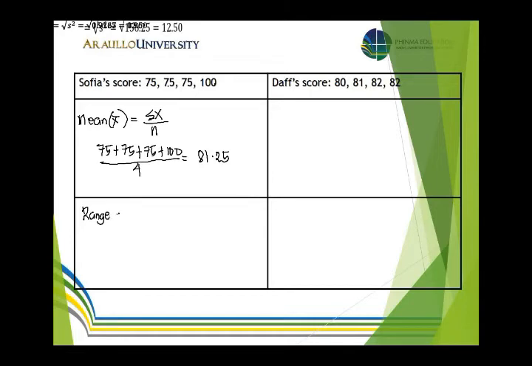Next, how about range? Okay. So, range, we have highest value minus lowest value. Highest value is 100 minus 75. So, we have a range of 25, for Sophia's scores. Next, we have Duff's scores. Again, mean.